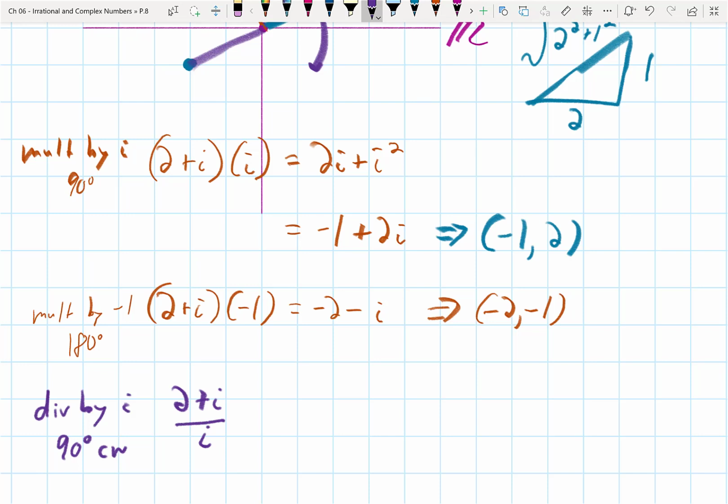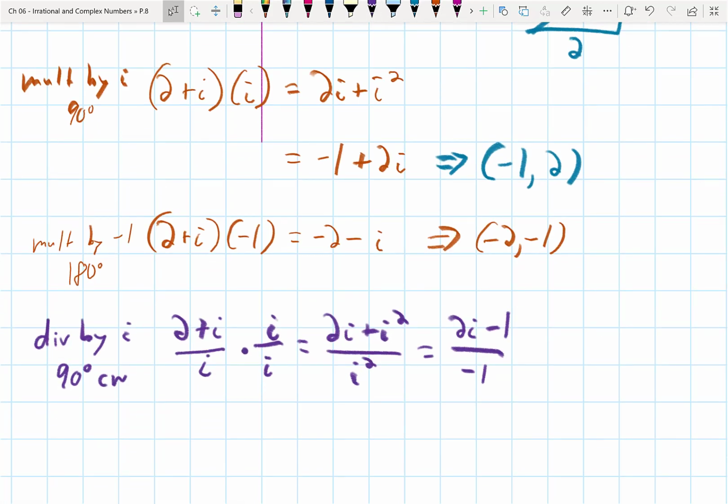Well, shoot, 2 plus i over i. I need a way to get this i out of the denominator. Numerator, denominator by i. This is not rationalizing, which is a word that means to make rational. This is realizing, a word that means to make real. So 2i plus i squared over i squared. That's a lot of i squareds, unless we make this 2i minus 1 over -1.